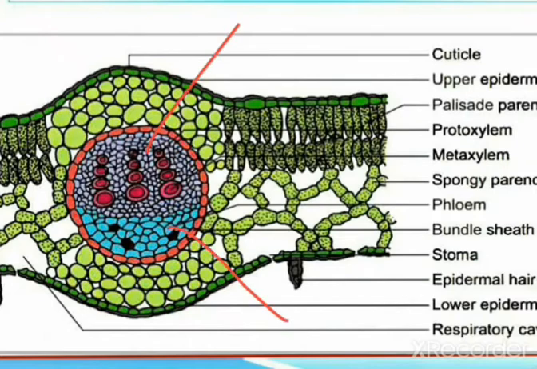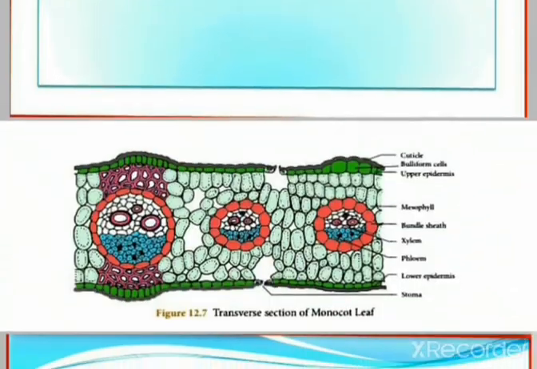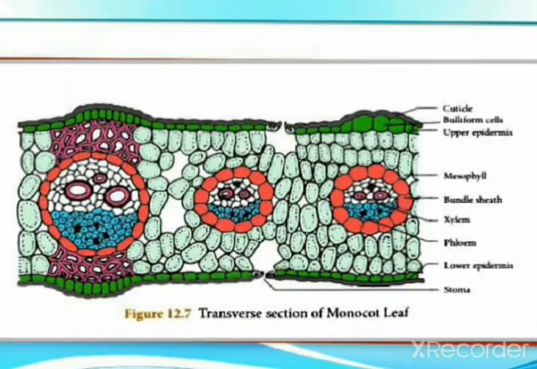This arrangement is called collateral arrangement. Then here there is no cambium found between the xylem and phloem. So these vascular bundles are called closed vascular bundles. That's all about the internal features of the dicot leaf. Next, we'll discuss monocot leaves.